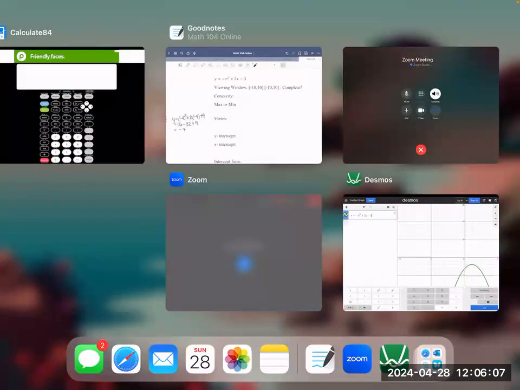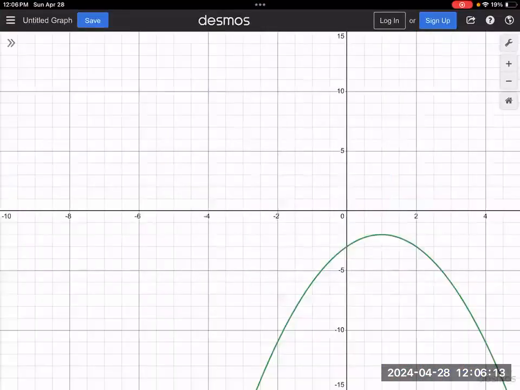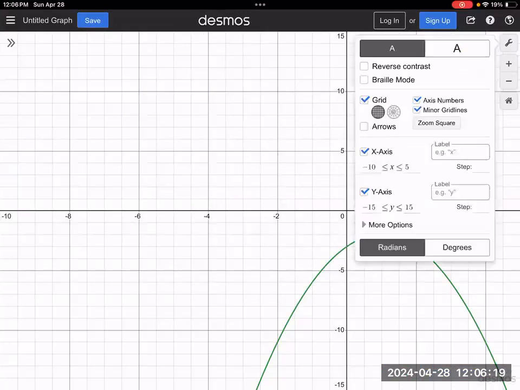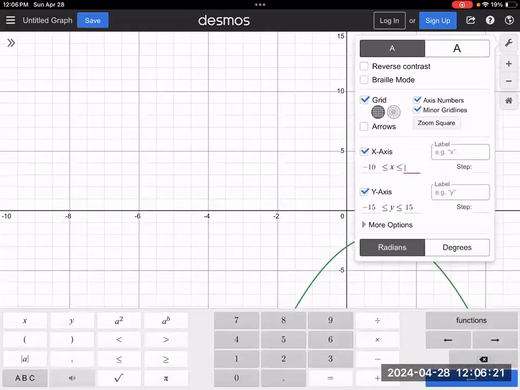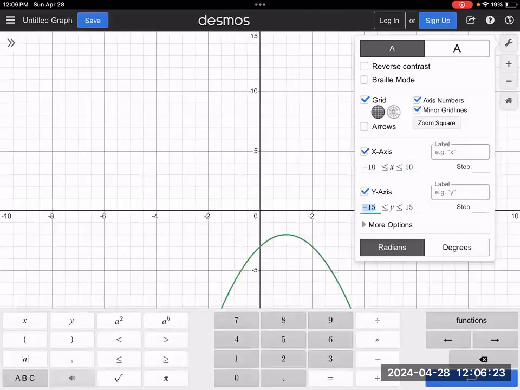This one does say to have a viewing window that is specified. So it's negative 10 by 10 for both. So let's go ahead and make that change. Well, this is actually a pretty decent looking graph. I do want to make sure we have some practice with specific windows.